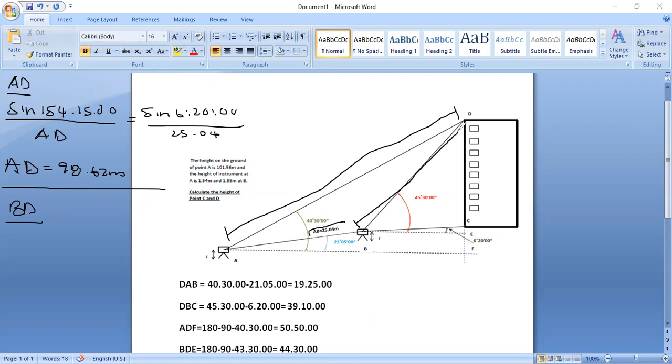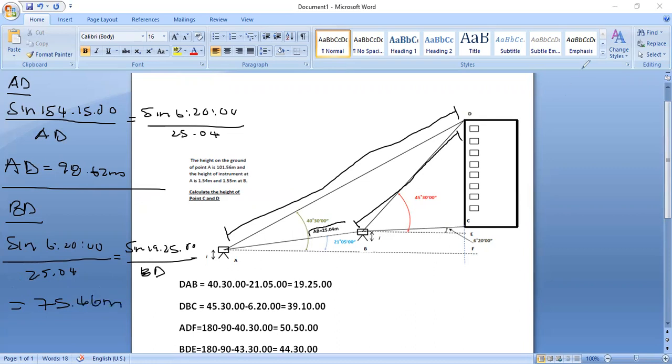Next, we need to calculate distance BD, which is this distance over here. So it's sine of 60.20.00 over 25.04 equal to sine of 19.25.00 over BD. And then the answer that you will get is 75.46 meters.